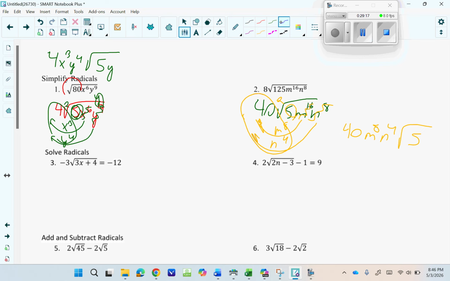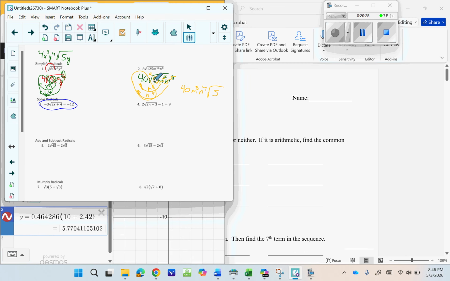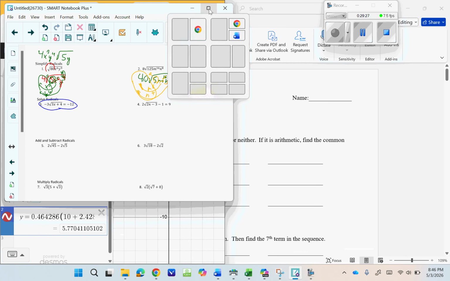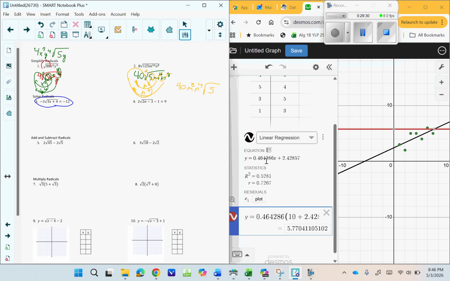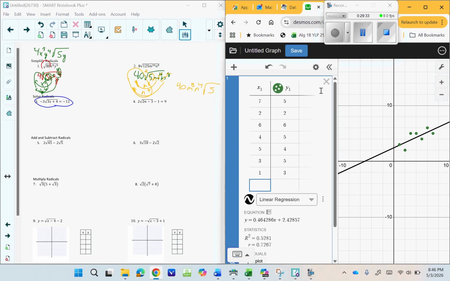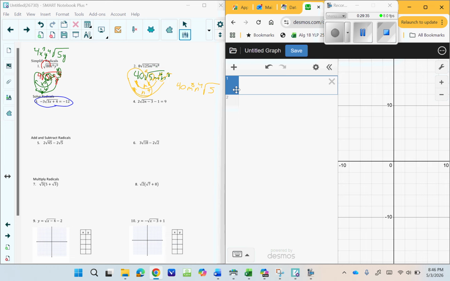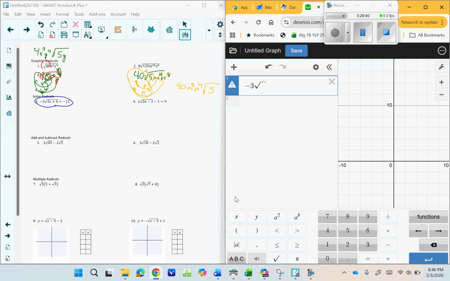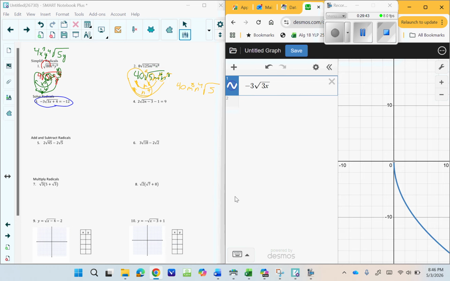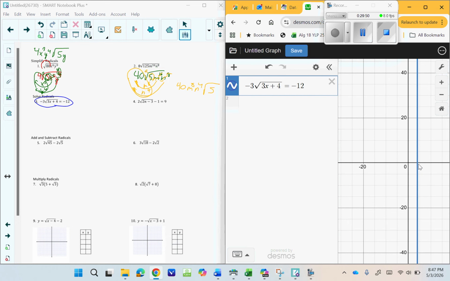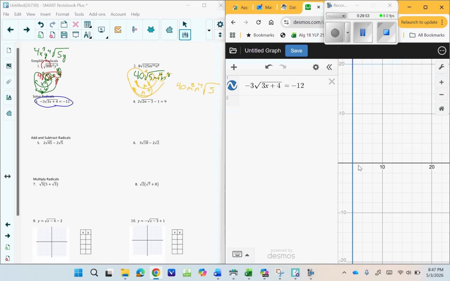Okay. Number 3, you are able to just type this whole thing in Desmos. So let's go ahead and do that. We're going to go back to Desmos. Let's type it in as we see it. The square root is down here. So it looks like that. 3x plus 4 is equal to negative 12. Okay, and notice I have this thing, and I can't really tell, so I'm going to zoom in.